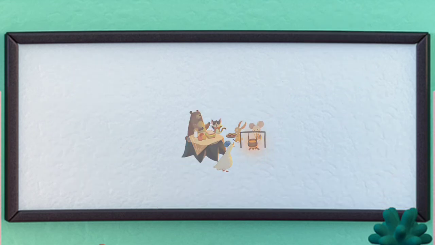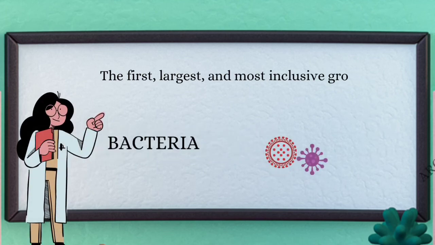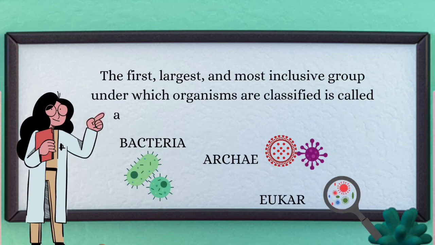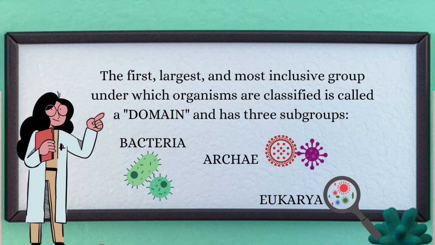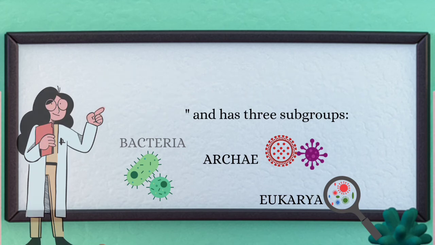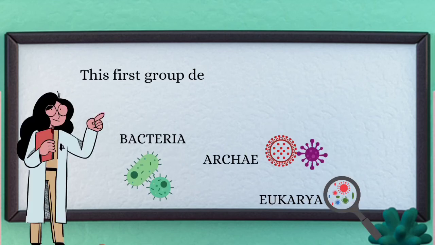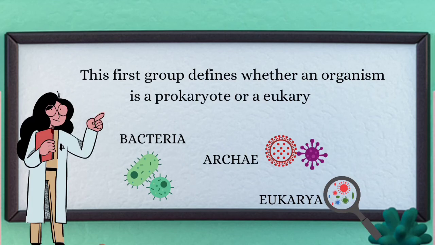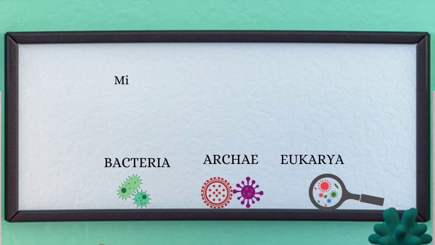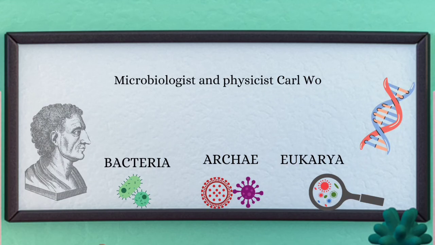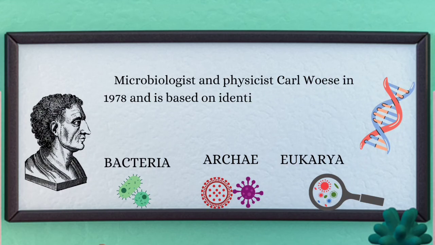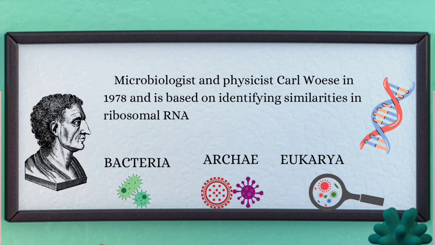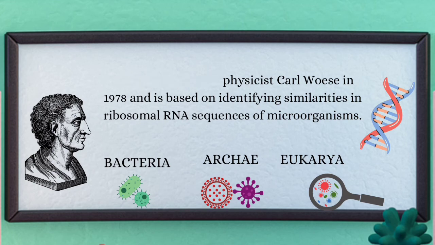The first, largest, and most inclusive group under which organisms are classified is called a domain and has three subgroups: bacteria, archaea, and eukarya. The domain was proposed by the microbiologist and physicist Carl Woese in 1978 and is based on identifying similarities in ribosomal RNA sequences of microorganisms.